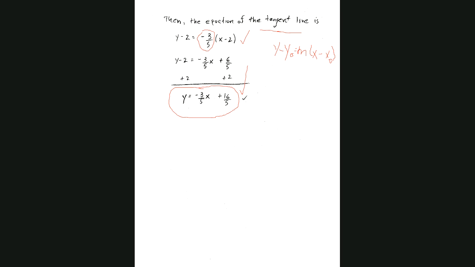Oh, how do we get the 6/5? Neil asks. The -3/5 distributes on the x and the -2. That's right. And so -3/5 times -2 is +6/5. Okay. Are there any other good questions?